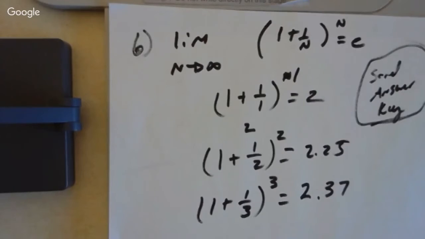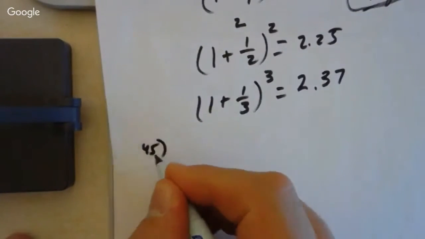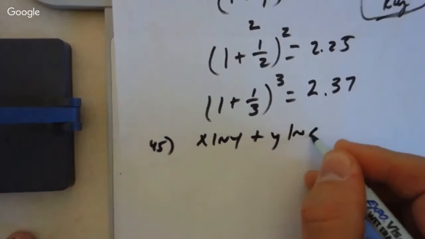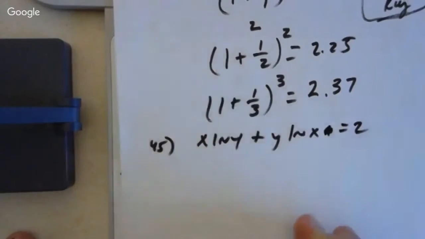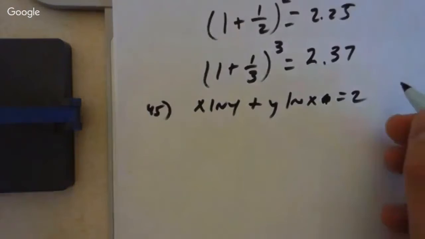Number 45. We've got to find the derivative. Ooh, that's an ugly one. x ln y plus y ln x is equal to 2. Guys, stop talking. All right, this one we've got to find y prime, which is dy/dx.